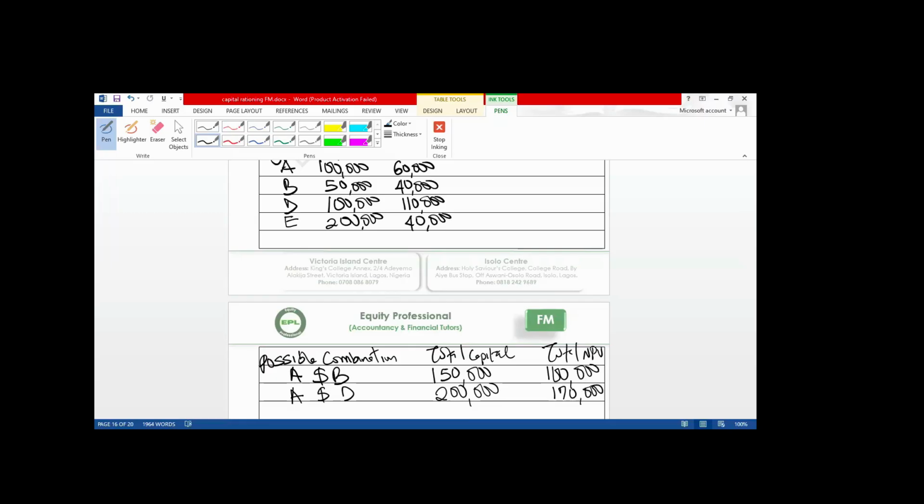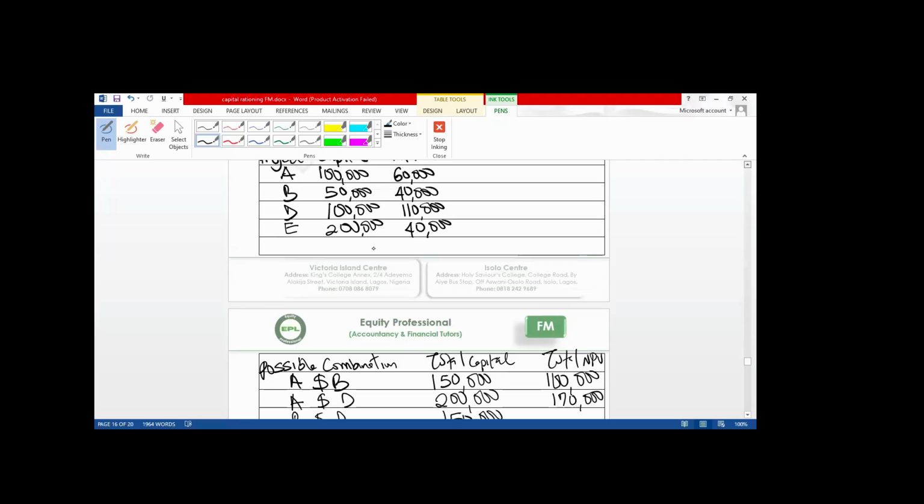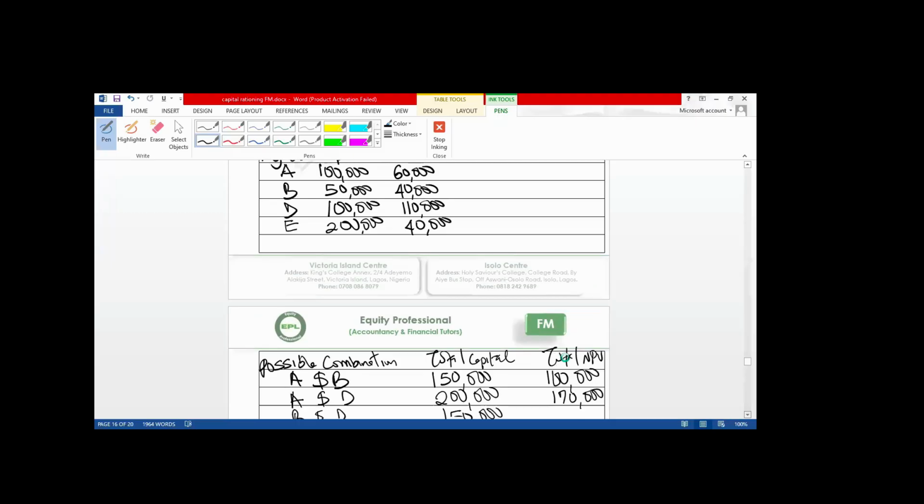You can look at projects B and D. B and D. Capital required 150. Combined NPV 110 plus 40, 150.